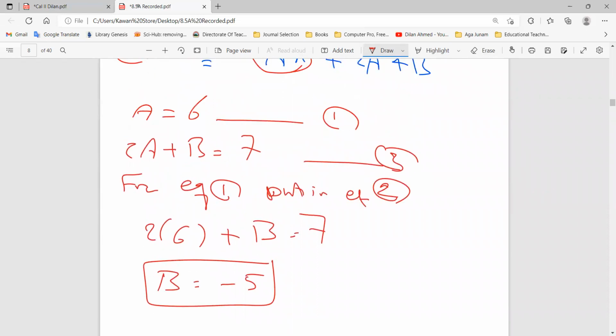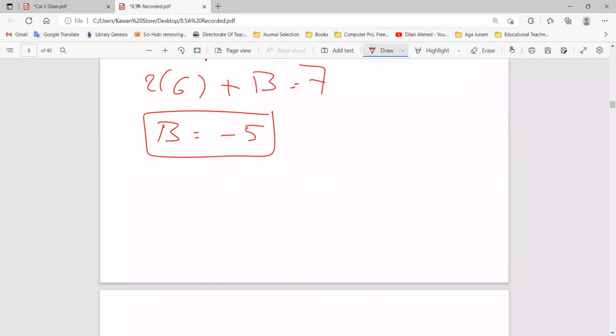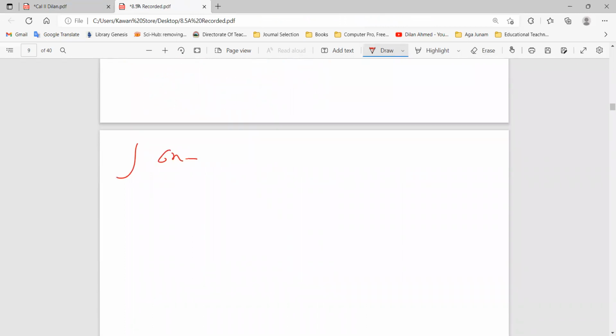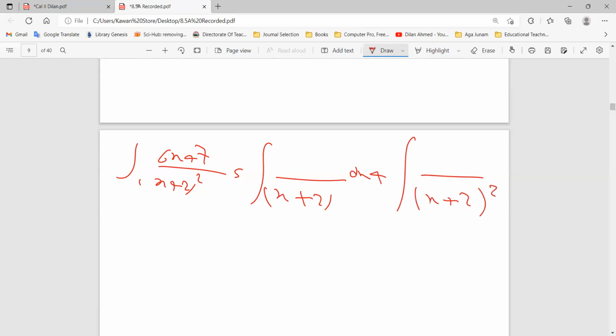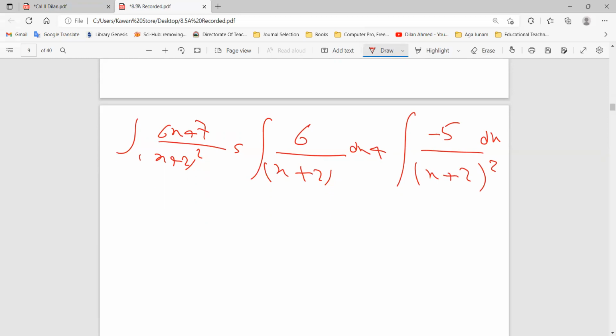So I got the variables quickly. So this integral will be 6x plus 7 over x plus 2 squared, equal to 6 over x plus 2, dx, minus 5 over x plus 2 squared, dx. Understood? Yalla. How do we solve that one? You have a note. I gave you many points. So the first integral is equal to what? 6 ln of x plus 2. How about the second? Okay. So use box and debox. So you'll get what? x plus 2.